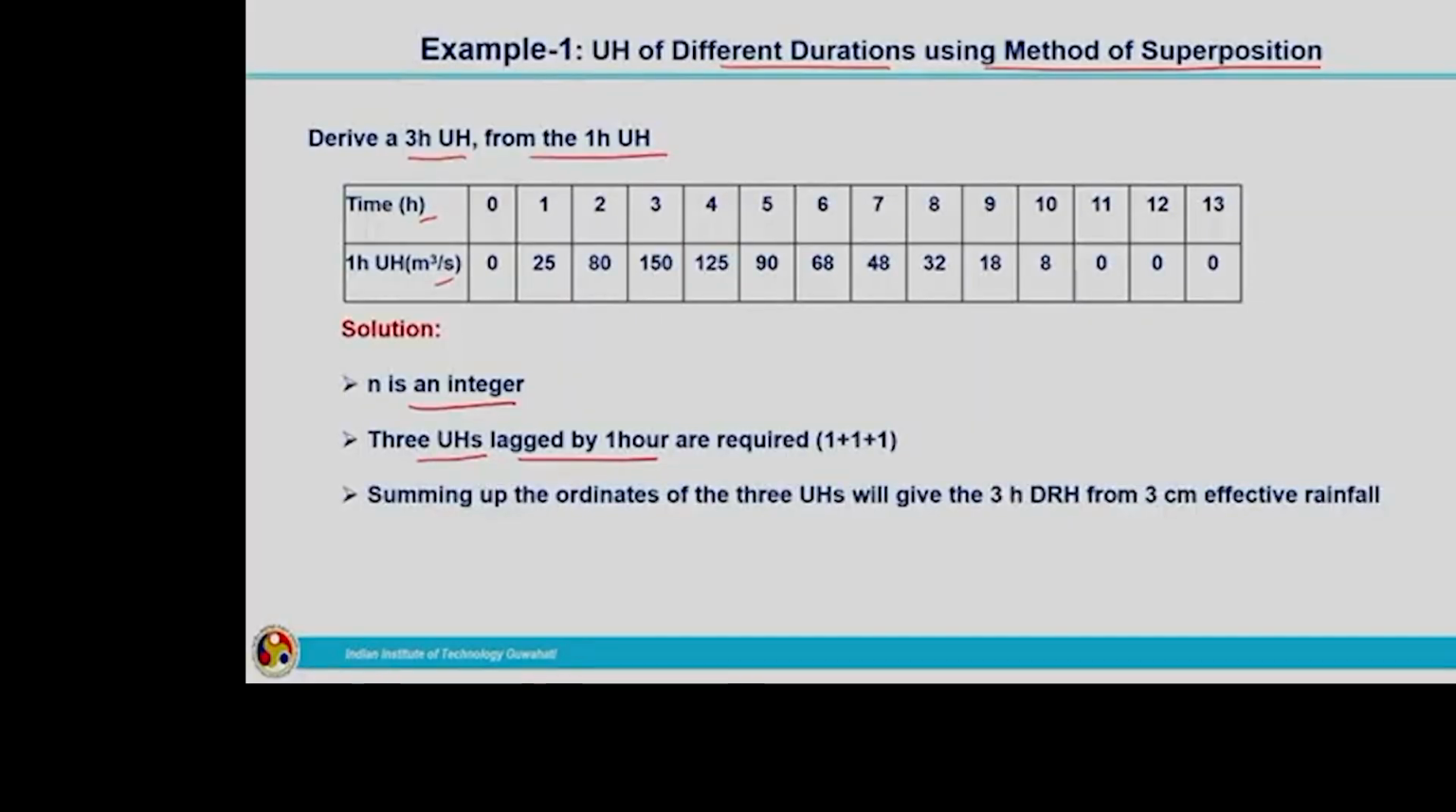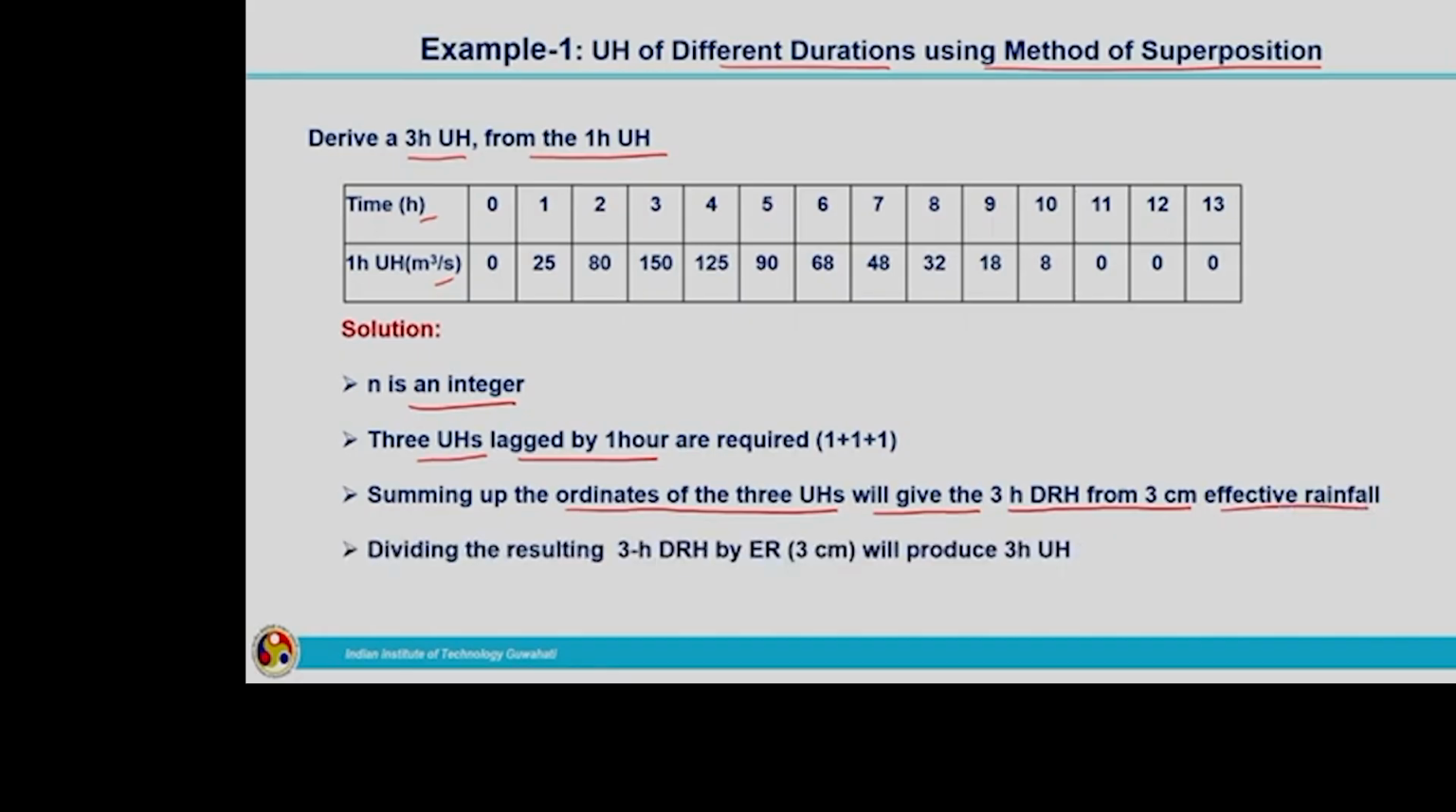So these 3 unit hydrographs superimposed together will be producing a 3-hour direct runoff hydrograph due to 3 centimeters of rainfall. Summing up the ordinates of the 3 unit hydrographs will give the 3-hour direct runoff hydrograph from 3 centimeters of effective rainfall. Now by making use of the principle of proportionality, we can divide the resulting 3-hour direct runoff hydrograph by the effective rainfall of 3 centimeters. That will be giving us the 3-hour unit hydrograph.